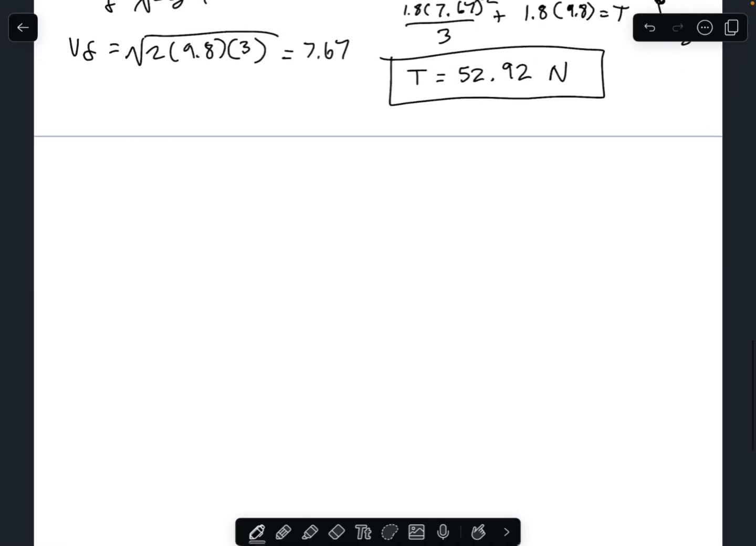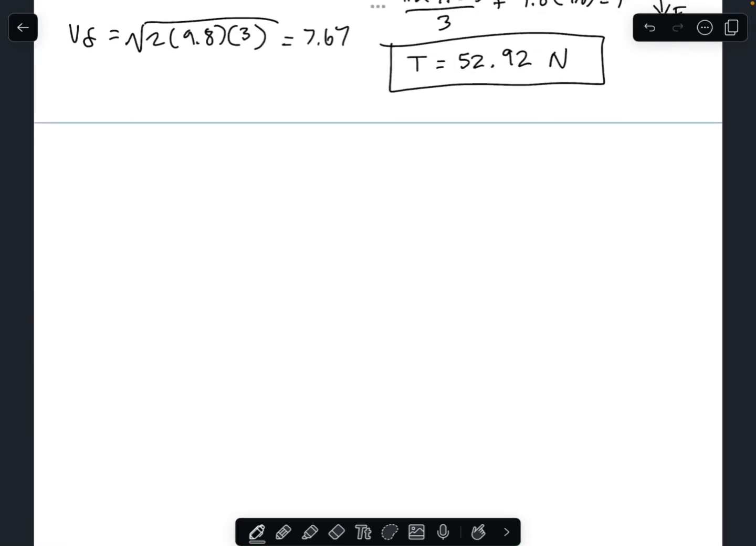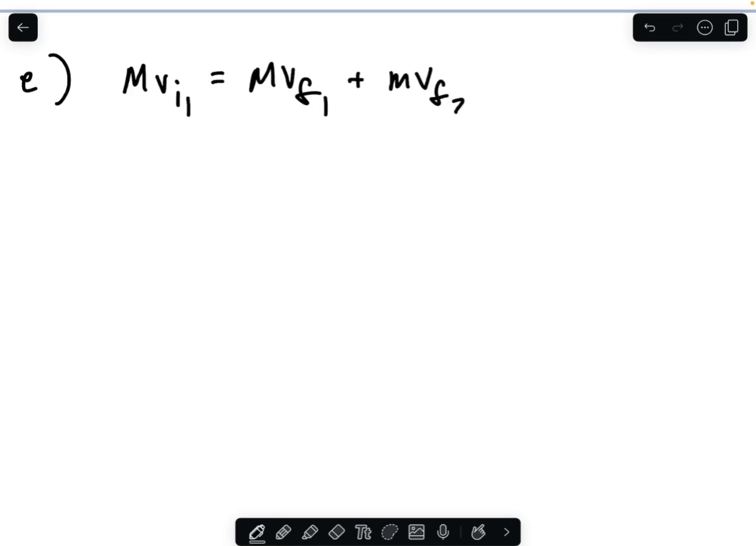Yep. Okay. Next one, part E. Oh, it's going to be a lot of algebra. So first, I have to use conservation of momentum. And I know initially, the only thing that was moving was the ball. So it's MVI, I'm going to call this 1, equals MVF of 1, and then plus the block is going to have a final velocity as well, MVF 2.